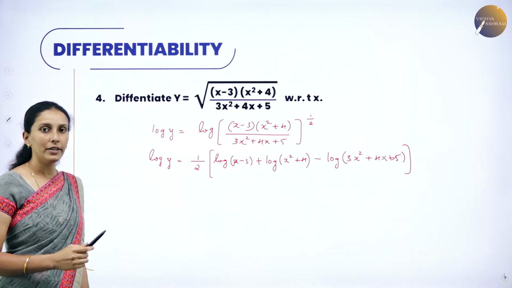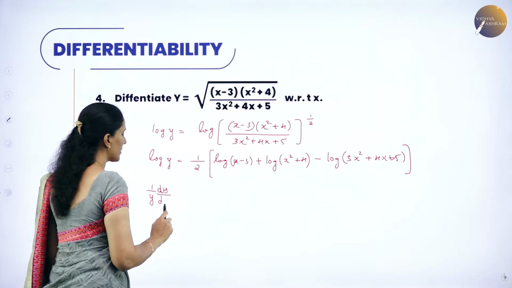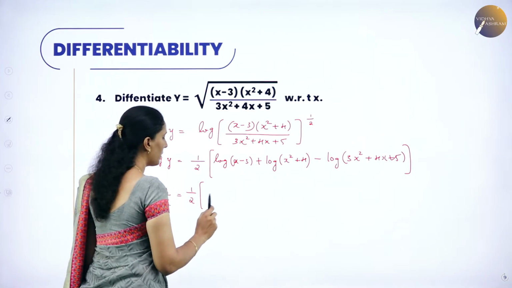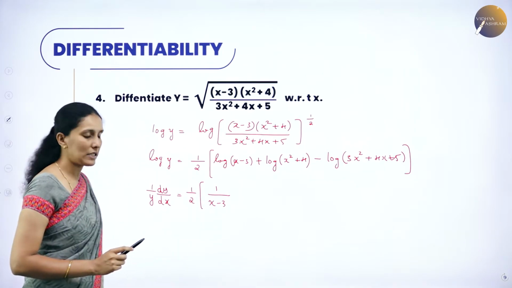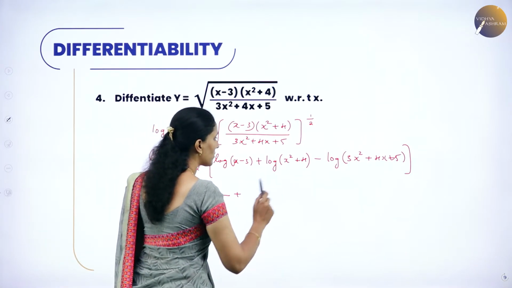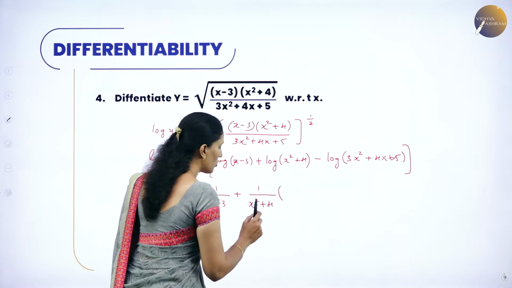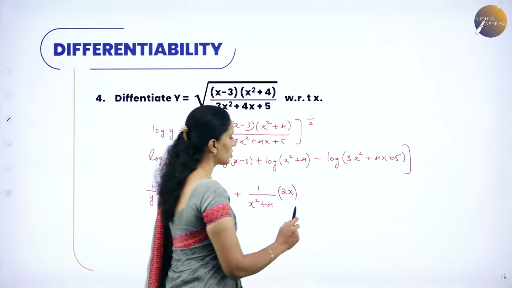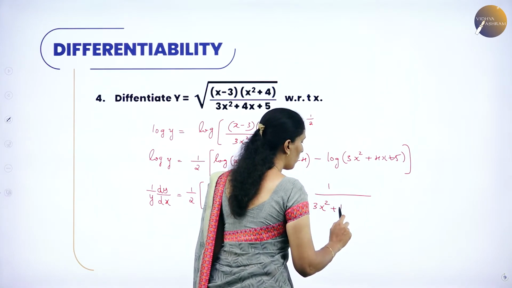Now we can differentiate it on both sides. 1 by y dy by dx is equal to 1 by 2 into: log of (x minus 3) can be written as 1 divided by (x minus 3), and differentiation of (x minus 3) is 1 minus 0, which becomes 1. Next we have log of (x square plus 4), which becomes 1 divided by (x square plus 4). Differentiation of x square is 2x and of 4 is 0, so no need to write. Next, minus 1 divided by (3x square plus 4x plus 5).